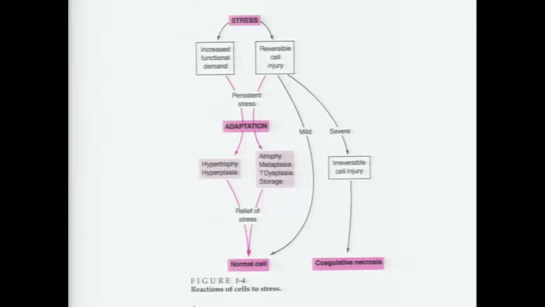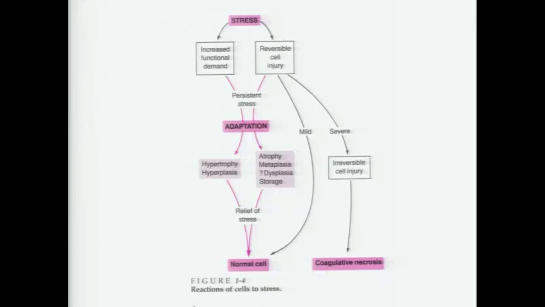Okay? So cells can be exposed to some form of stress, okay? And the stress might be in the form of increased functional demand. Okay? They're just being required to function at a very high intensity, or the stress might be some sort of deprivation of oxygen delivery, some sort of deprivation of nutrient delivery. Okay? Some sort of stressor is being placed on the cell.